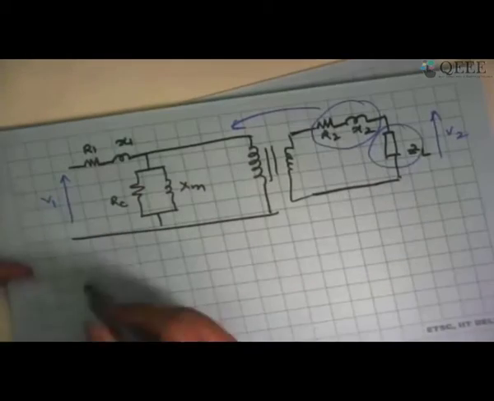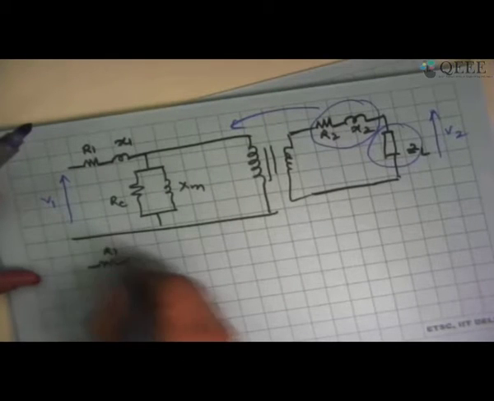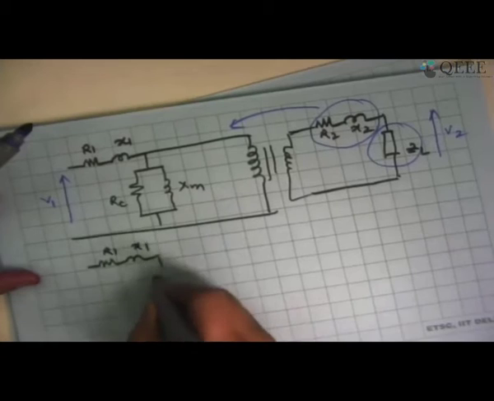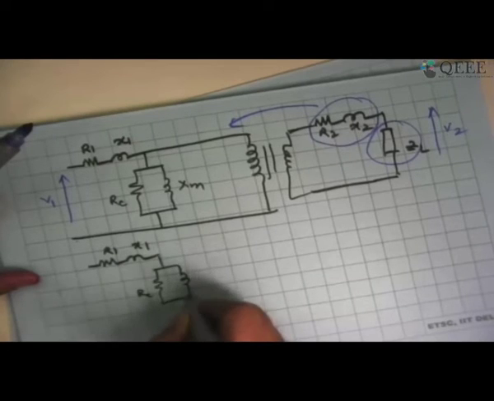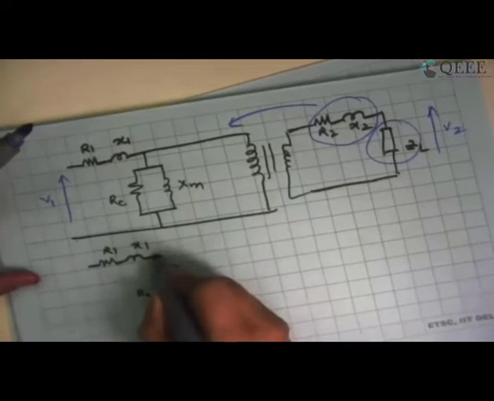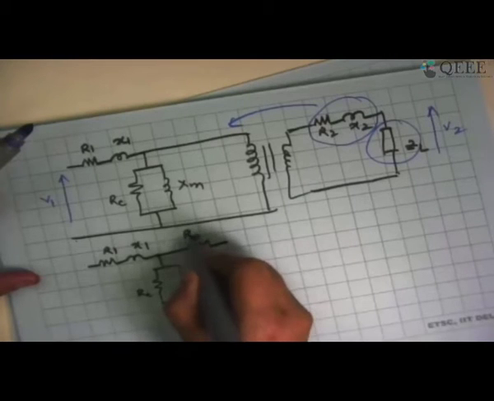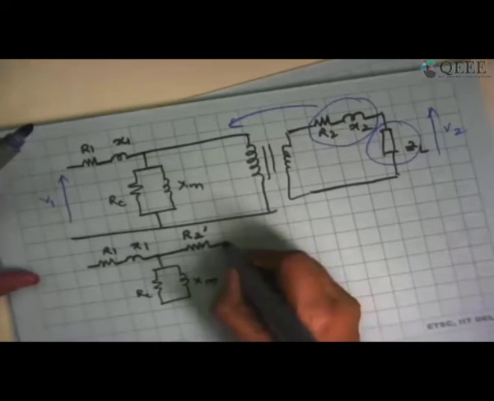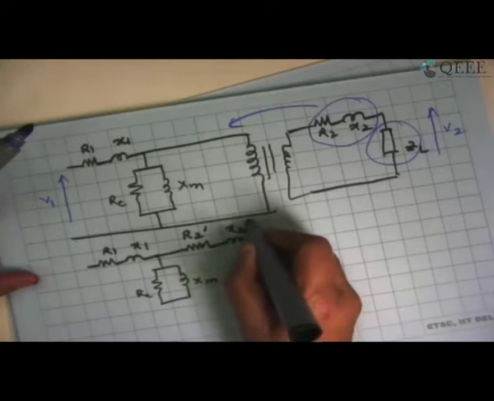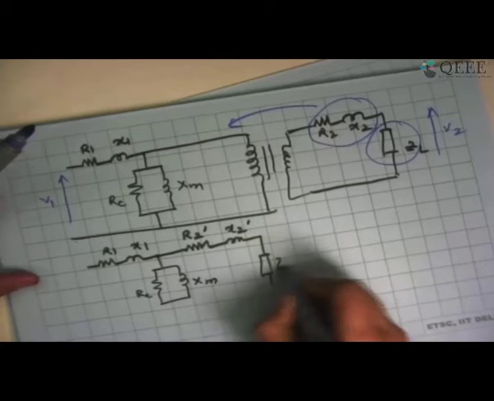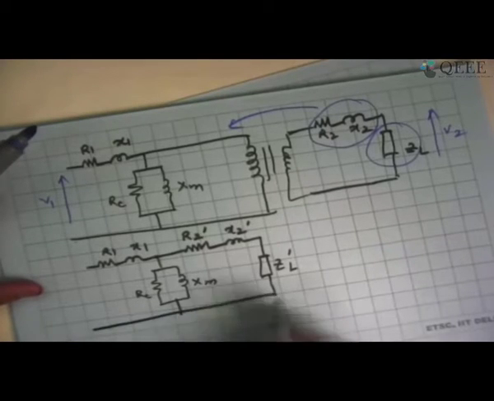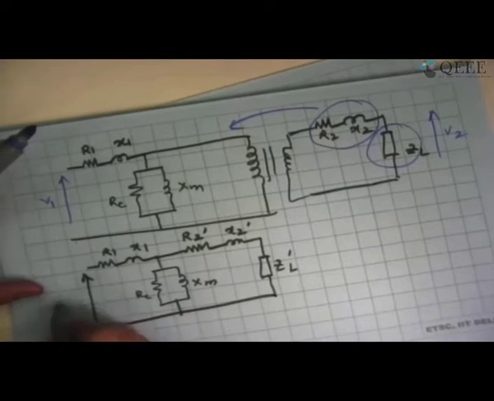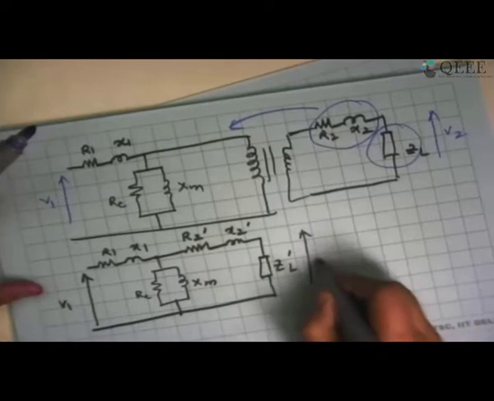Now first of all, what I have to do is I can draw R1 and X1 as it is. And I can draw RC and XM also as it is. No problem. Now I have to take this R2 and I'm going to write that as R2 dash. I am going to take this X2 and I'm going to write that as X2 dash. And I'm going to take the load impedance ZL and write that as ZL dash when I am referring all of them to the primary side. And I can call this as V1 and let me call this as V2 dash.